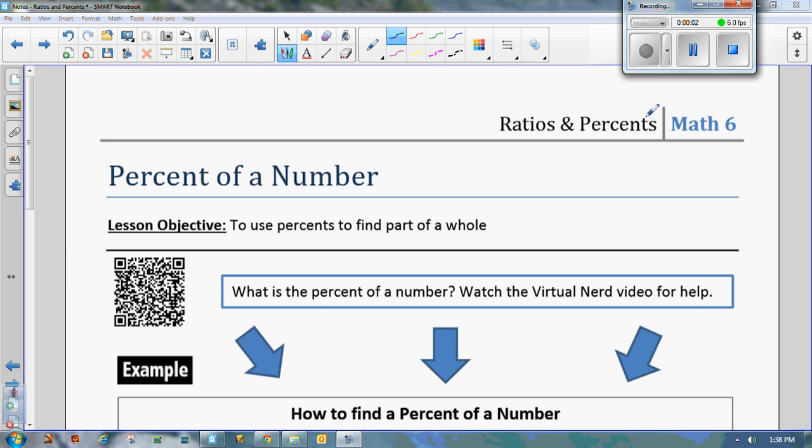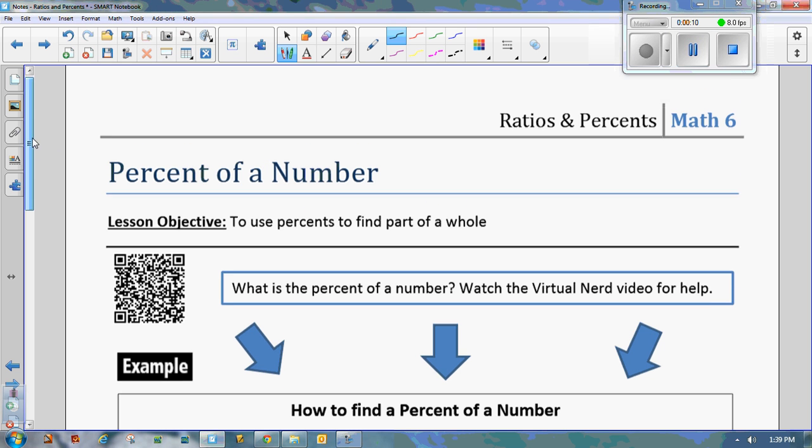Unit 5, Ratios and Percents, Lesson 8, Percent of a Number. Our lesson objective is to use percents to find part of a whole.